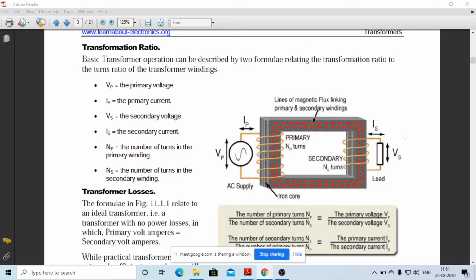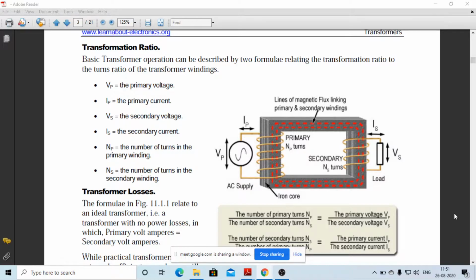See, this is the sketch construction. It is not a 3D diagram. Just you can see that there is an iron core. It is a laminated type, separated. A number of laminations are used for the iron core, and the purpose behind the lamination is to decrease the losses. There is one primary turns and there is one secondary turns.